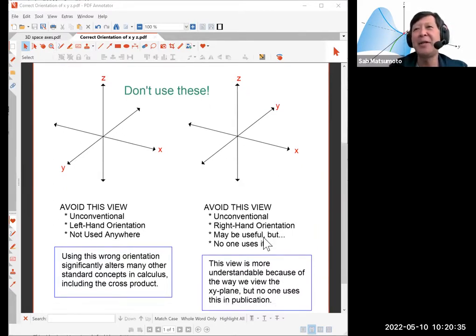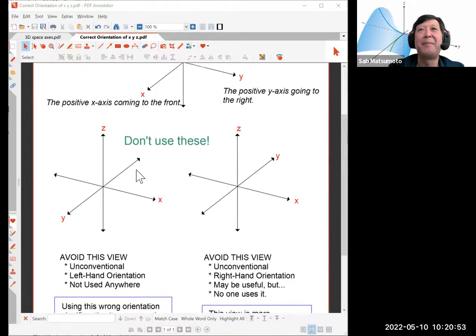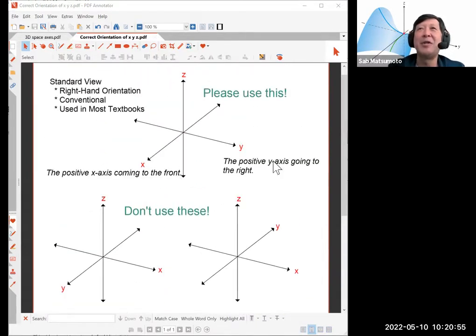So avoid using this, even though I do understand. I feel for you when you do this, okay? So this is not as incorrect as this one. That's a terrible use of the English language to say more incorrect. So this is not too bad. This is bad, but everyone should use this orientation: X going this way, Y going this way, and Z going this way.